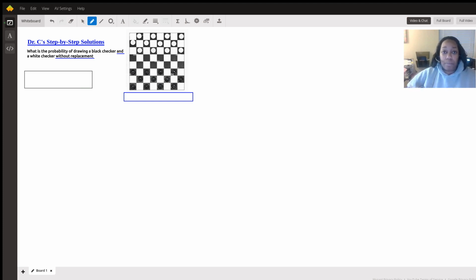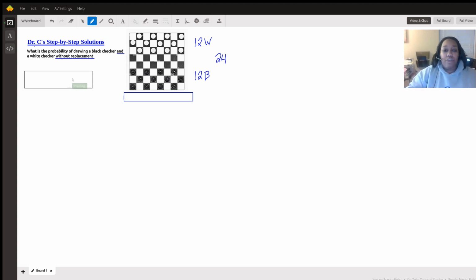Now, remember in probability that dependent distinctly means that what we did for the first trial does have an impact on what happens to the second trial. And in this case, it does. I have this picture of a checkerboard just for reference. So keep in mind that we have 12 white and 12 black checkers, which gives us a total of 24 checkers, okay? We're gonna hang tight to that. We're not gonna do anything with it just yet.